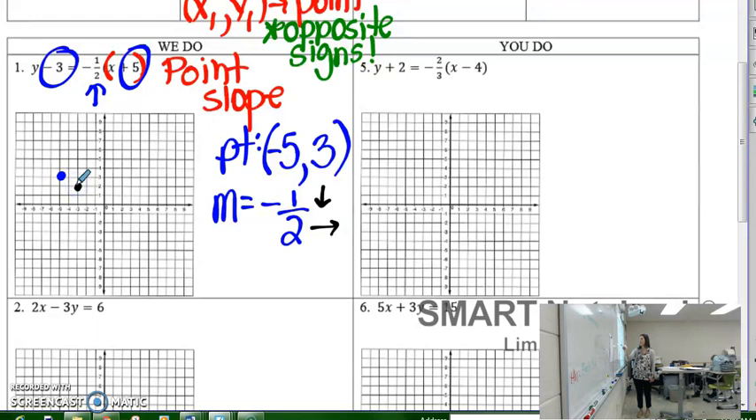And I'm going to do that as many times as I can across my grid. Once I get to the end, when I can't get any more points, I'm actually going to go the other direction if I can. So I can go up 1 and left 1 and continue my line in the other direction. Connect them and put arrows on the end.